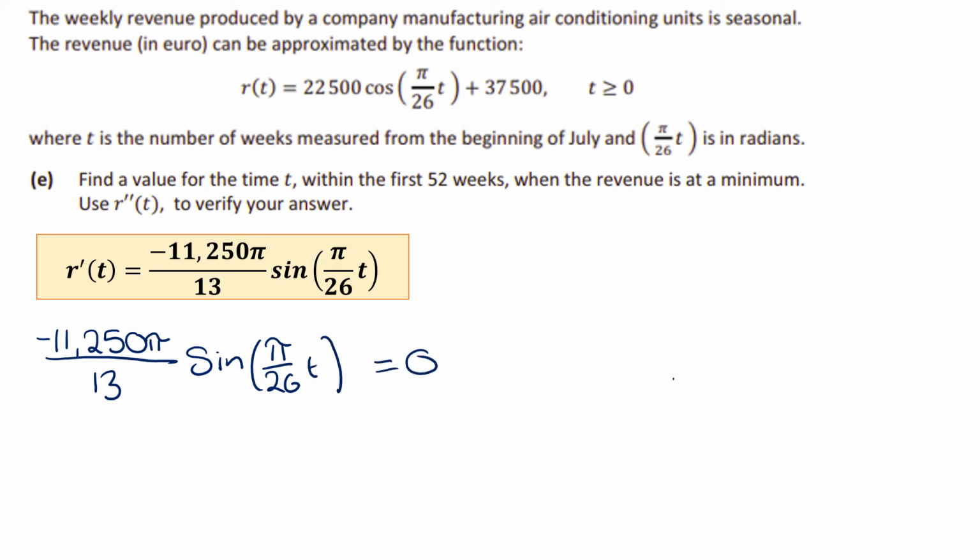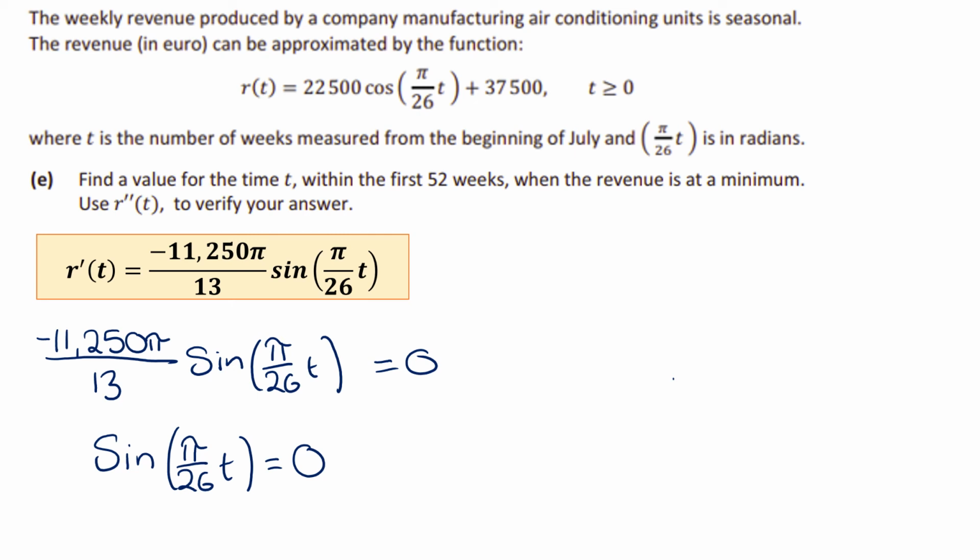Now, the first thing I'm going to do is get rid of that fraction and that coefficient. When I get rid of that by multiplying across by 13, I still get 0. And then I divide by my coefficient, I still get 0. So I end up with, well, sine of pi over 26t equals 0. So we just want to find a value of t.